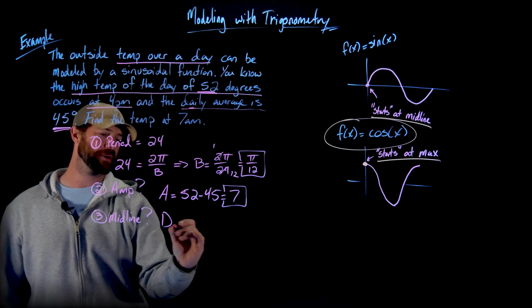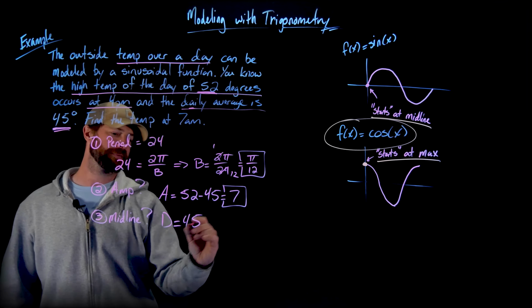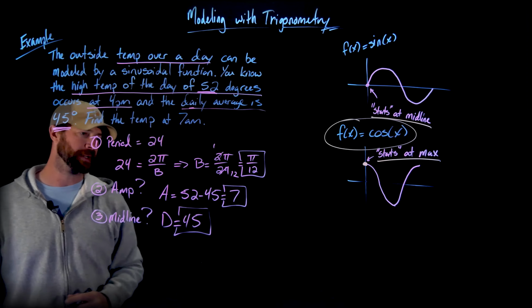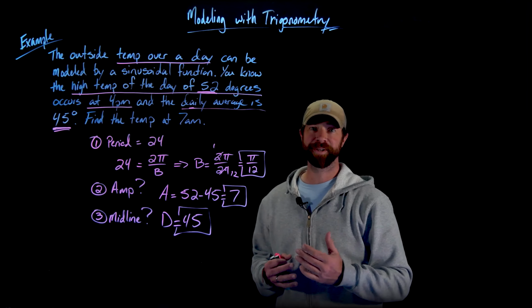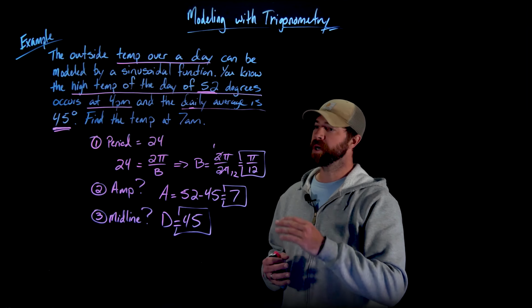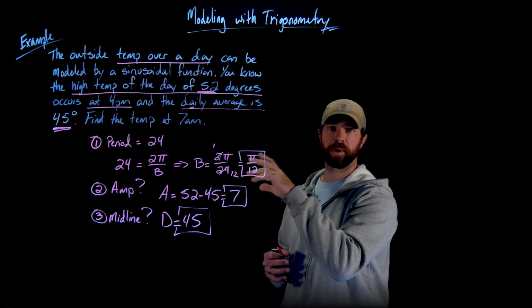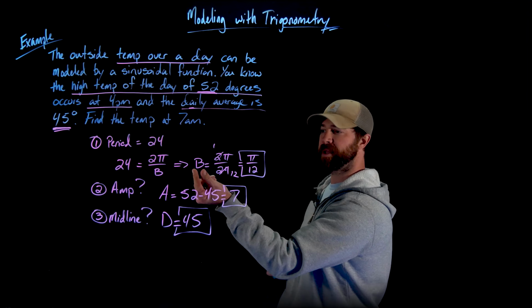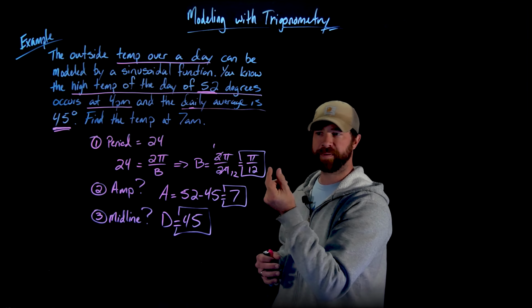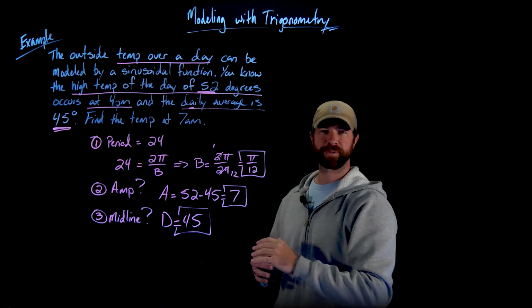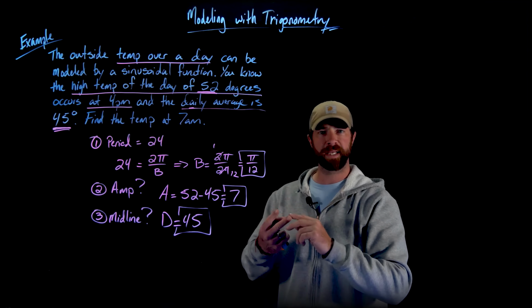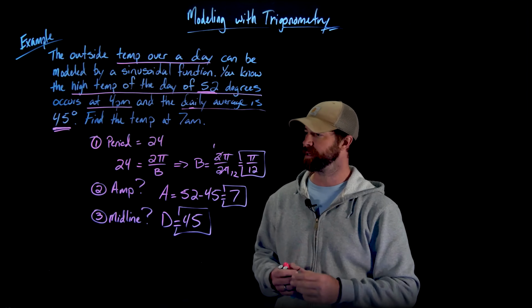I want to vertically shift my model up 45. So that's our D coefficient, and that's going to be 45, given to us directly. And the good news is that's really most of the work. Just to quickly review, I have my period of 24. I'll get that if I use a B value, which is this horizontal stretch/shrink factor of pi over 12. It's always straightforward using the period equals 2 pi divided by that B value.